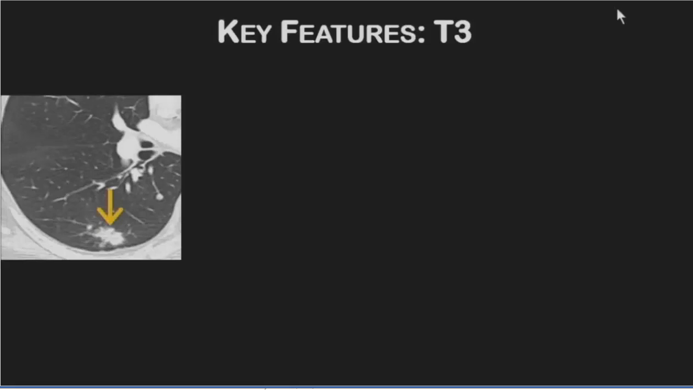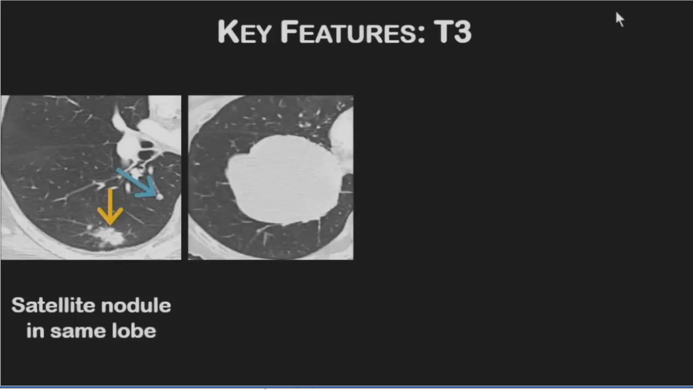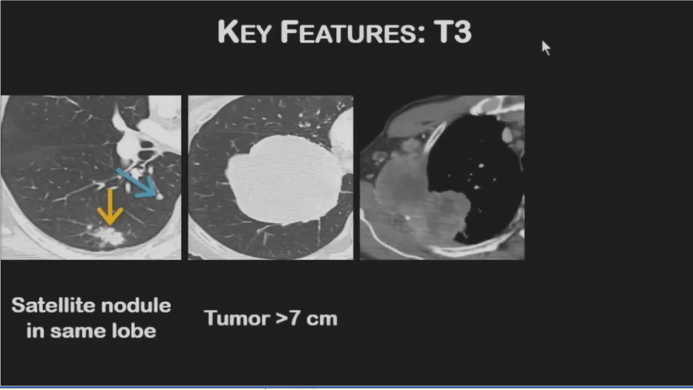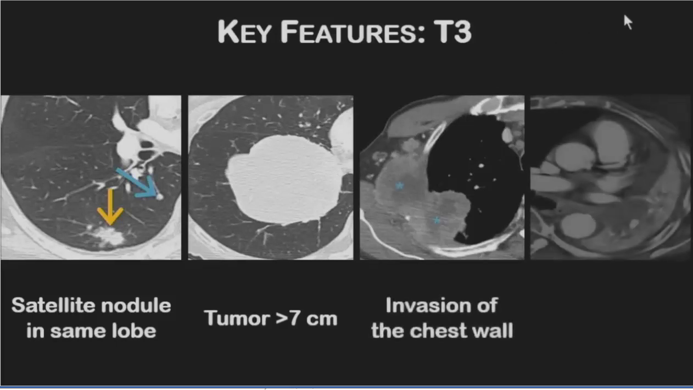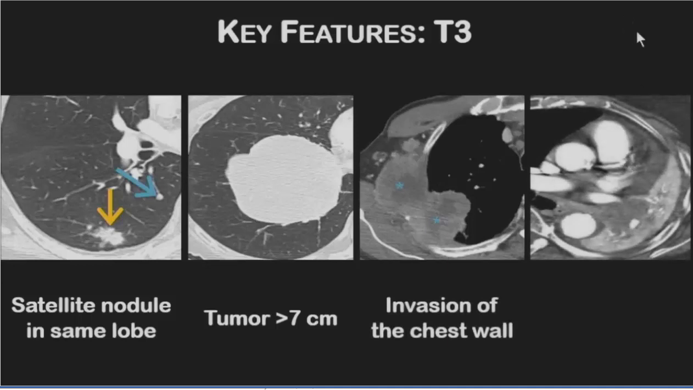We can see this primary lung cancer here within the right lower lobe, but we have a very small tumor nodule located in the same lobe, characteristic of T3. We have this very large tumor here that, on gross examination, clearly measures greater than 7 centimeters. We have this lesion here that is located in the right lung that invades the chest wall, characteristic of T3. And then finally, we have this hypodense lesion here located within the left infrahilar lung that results in complete collapse of the left lung consistent with T3 disease.